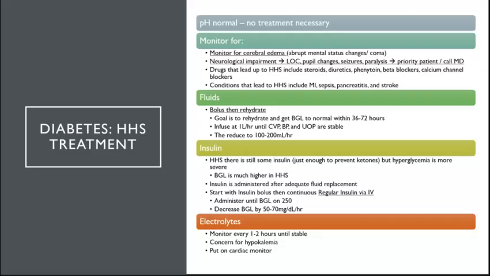What do we consider a normal blood glucose level when we start to slow things down? It's 250. So yeah, your HHS patient is probably going to get some insulin. They don't have enough of it, and we need to get help with some of that sugar. Just enough to prevent ketones. So blood glucose is much higher in HHS. We're going to administer insulin after adequate fluid replacement. So fluids are always first, especially with your HHS. Administer insulin until glucose is about 250.